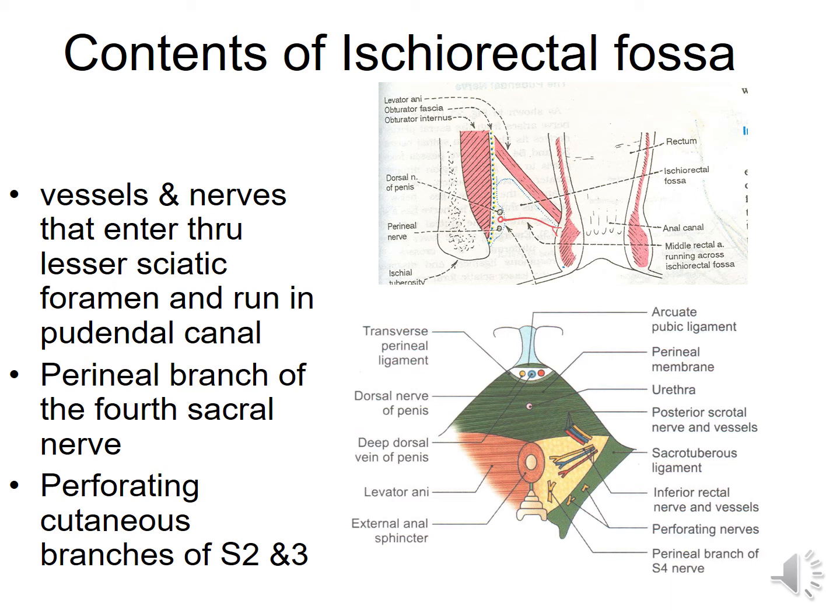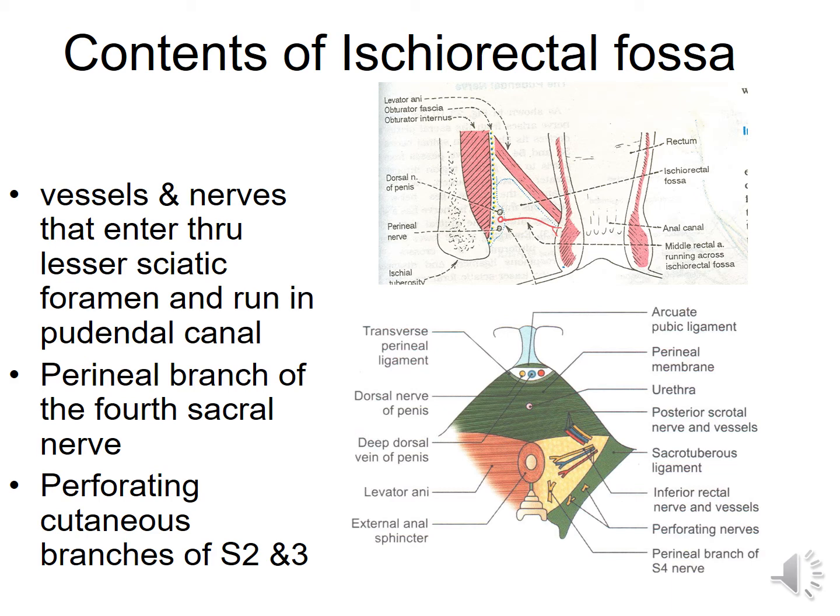Coming to the contents of ischioanal fossa, the most important content of ischioanal fossa is nothing but fat, and it also contains inferior rectal nerves and vessels that enter through the lesser sciatic foramen and run in the pudendal canal. Then it has perineal branch of S4 nerve, that is the fourth sacral nerve, and posterior scrotal nerves and vessels, and posterior labial nerve and vessels also in case of females. It also contains perforating cutaneous branches of nerves S2 and S3.